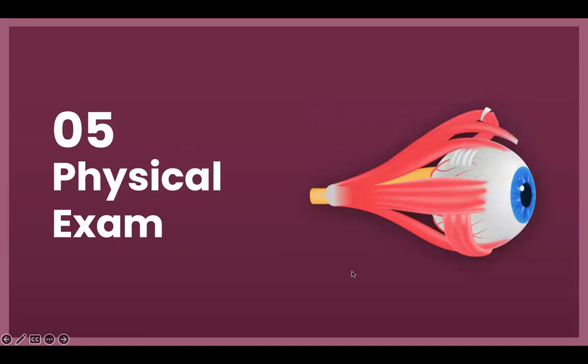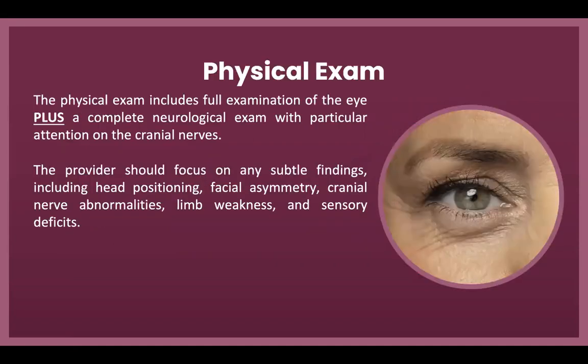Okay, the physical examination. We have two types of physical examination, the eye examination and the general examination. For sure, we have the eye examination in details. We'll discuss it in details. But apart from the eye examination, we should have a complete neurological examination in all cases of binocular diplopia. Especially pay attention to facial asymmetry, ptosis, cranial nerve abnormality, limb weakness, or sensory deficit.